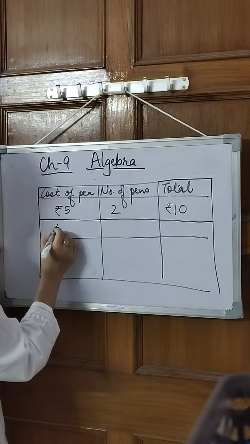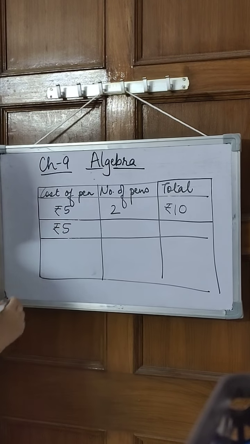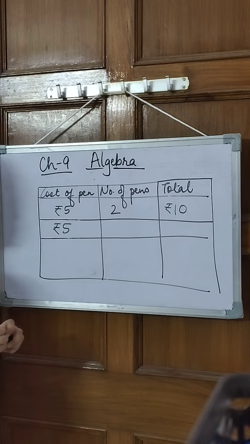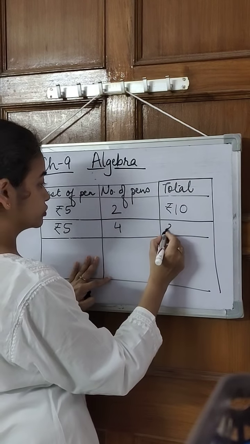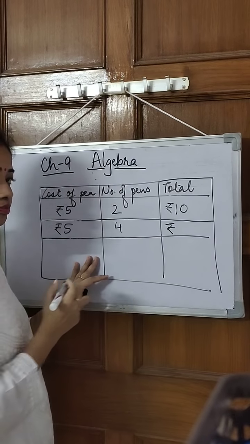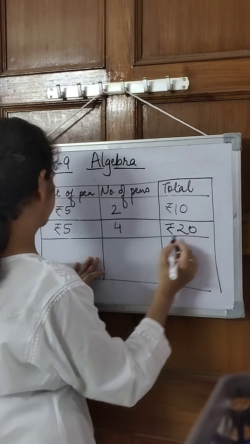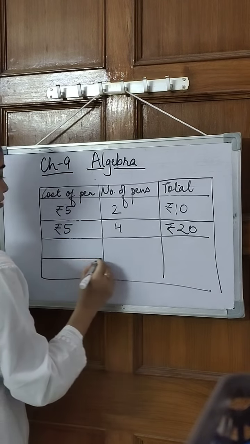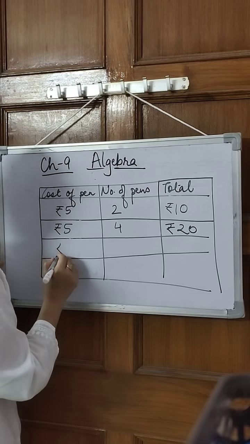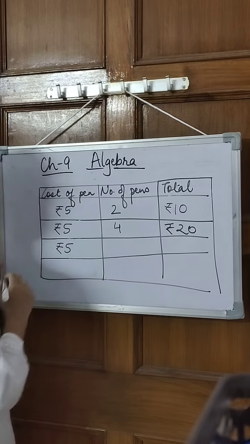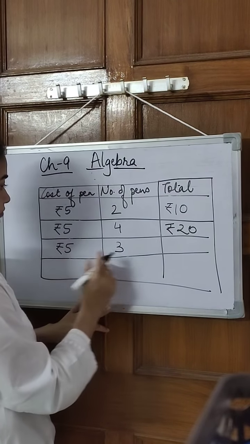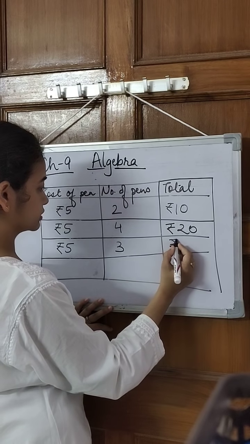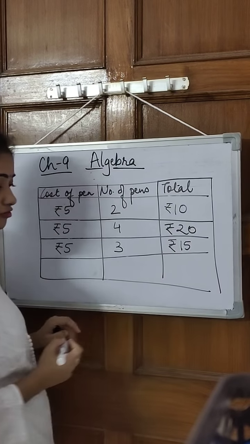Again he will ask the cost of the pen. Again the shopkeeper will say that the cost of the pen is 5. And this time the customer wants 4 pens. So what does the customer have to pay this time? The customer has to pay 20 rupees. Again one more customer comes and asks for the cost, which remains the same, that is 5. This time he is asking for 3 pens, so the cost that the customer has to pay is 15.